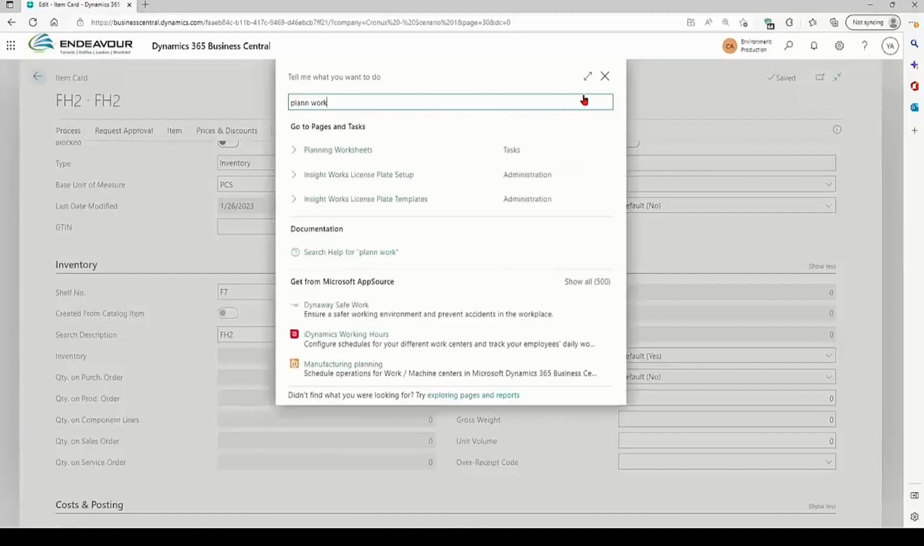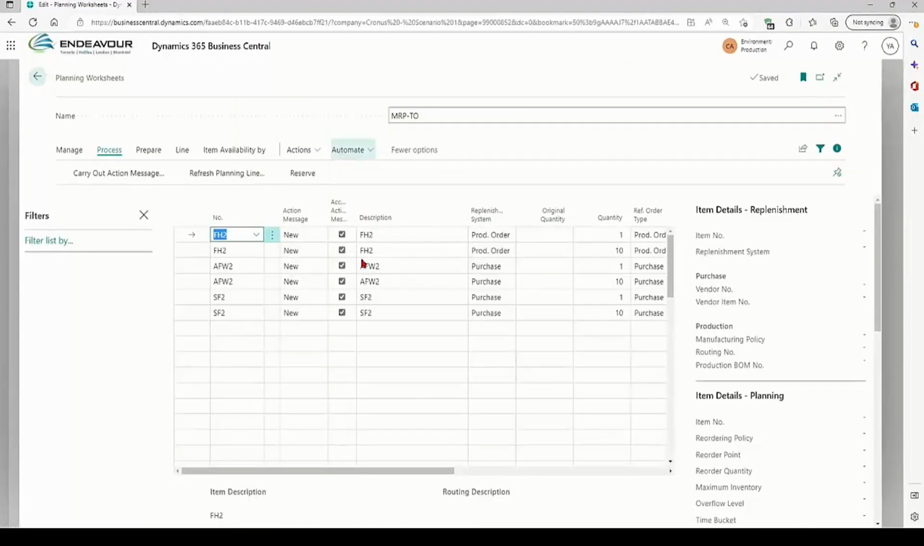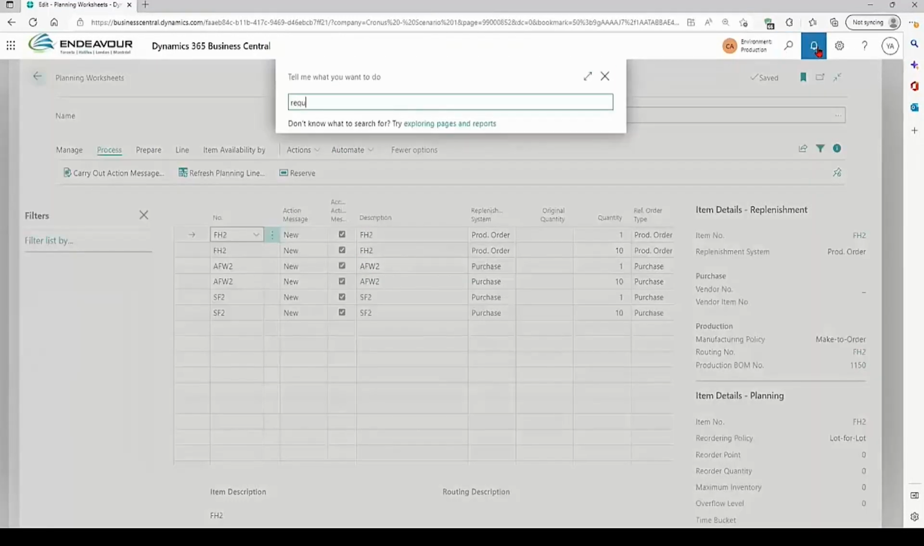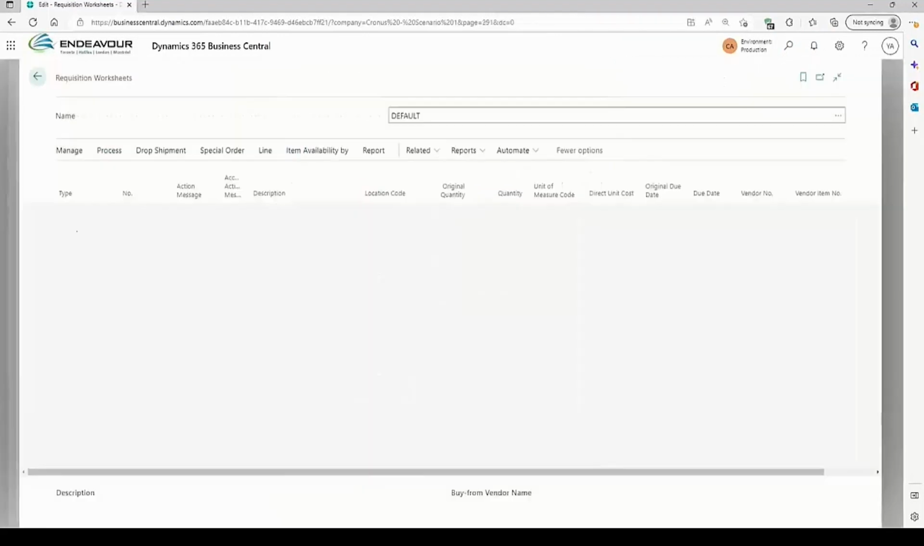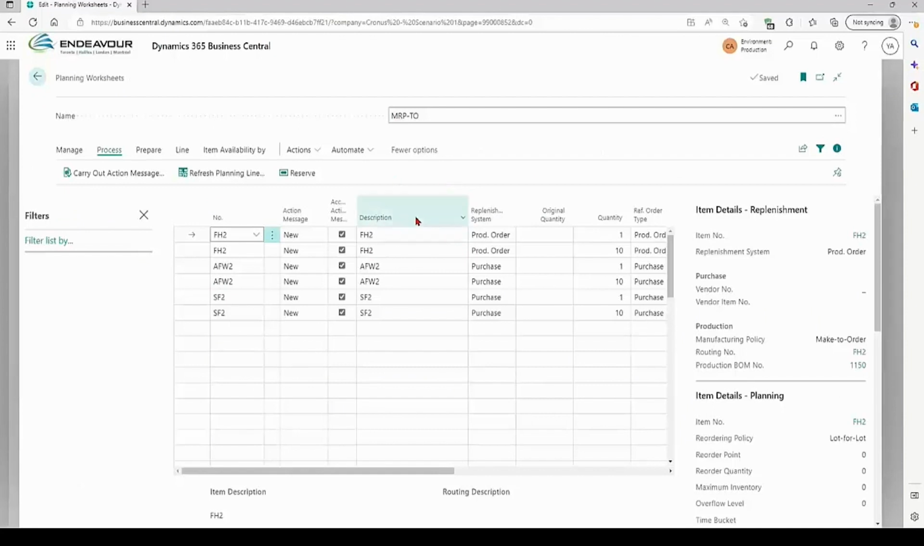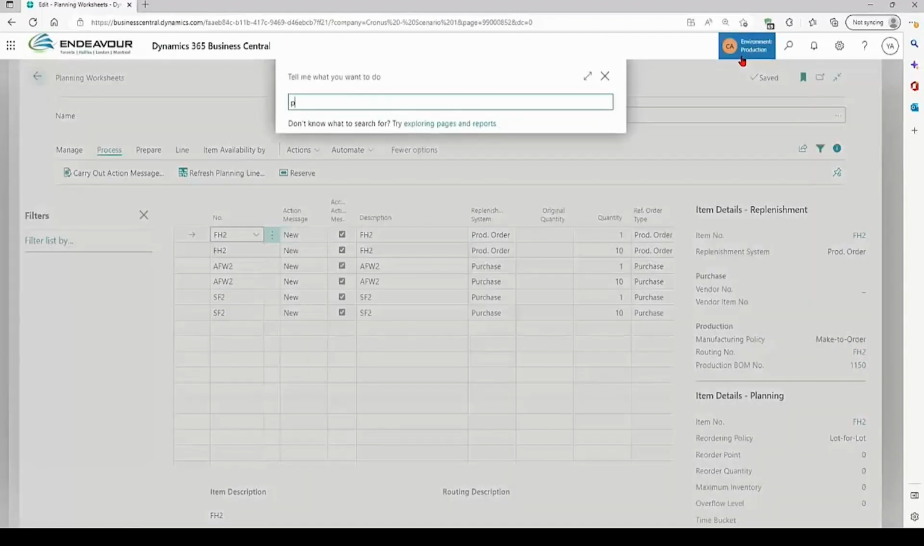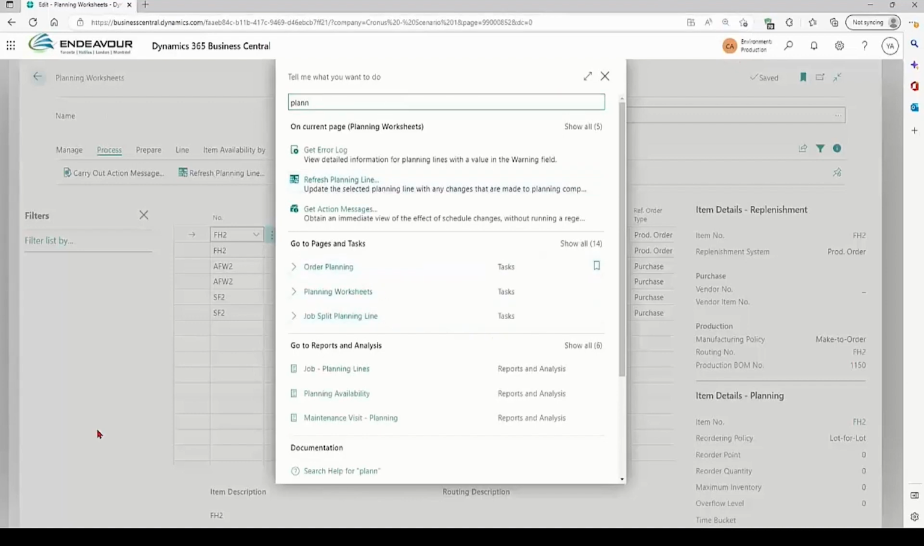For more on planning worksheets, over to you, Yaz. So the planning worksheet is one of the three phases of the planning engine. The planning engine could be the planning worksheet, could also be the requisition worksheet, and you could probably see that there's a lot of similarities between the two pages. Requisition worksheet, look at that, look at the menu, look at the fields, and then go back here, it's almost identical. The last one is the order planning, okay?